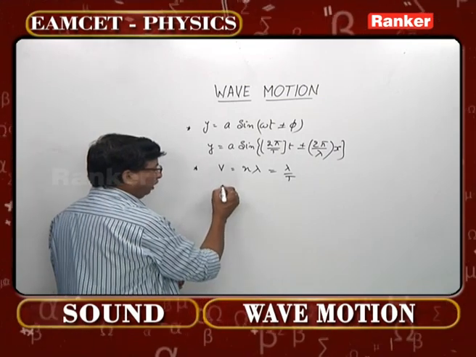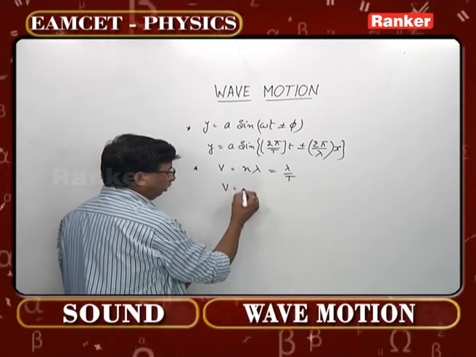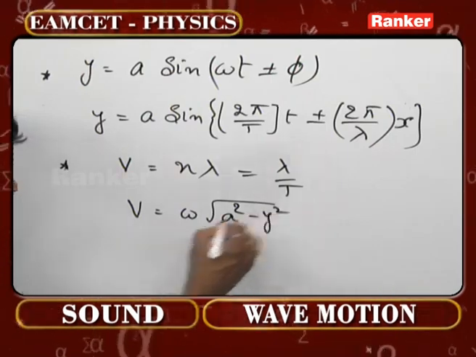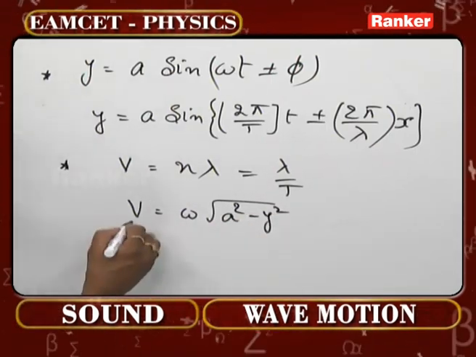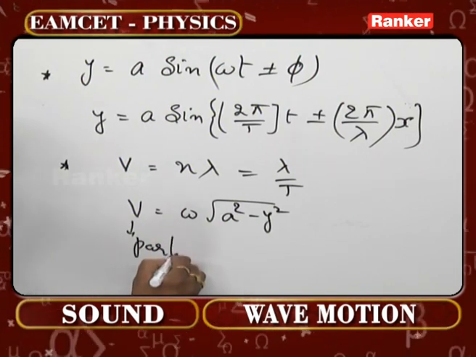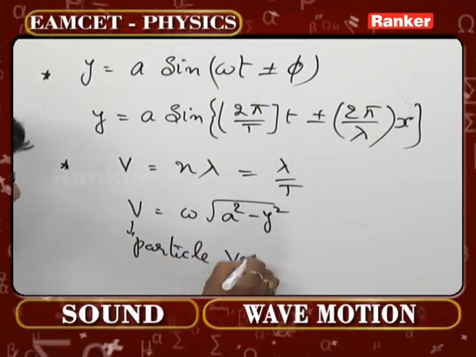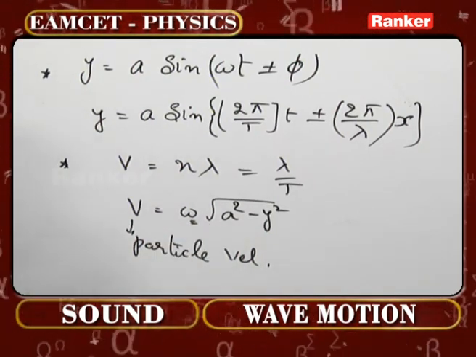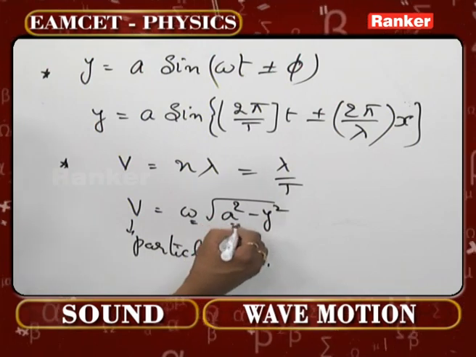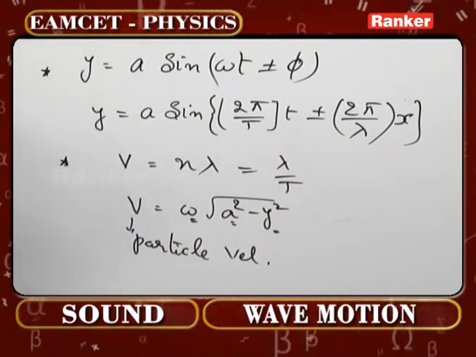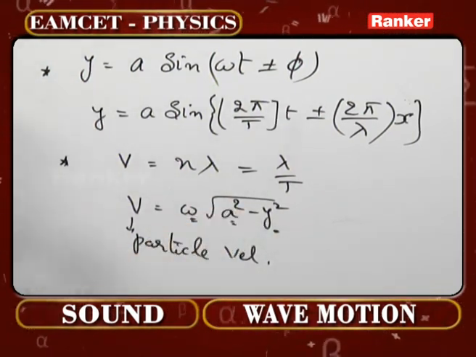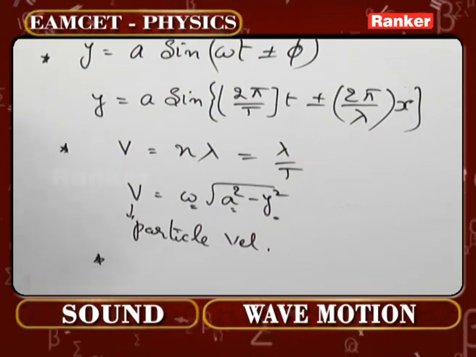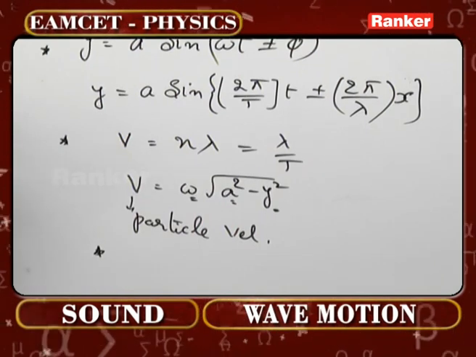Coming to the next one, for particle velocity we write omega root of (a square minus y square). That is the general equation for particle velocity in simple harmonic motion. Omega represents angular velocity or angular frequency, a represents amplitude, which is also called maximum displacement, and y represents the displacement. On what factors the velocity of sound depends is also one of the important aspects of this chapter.